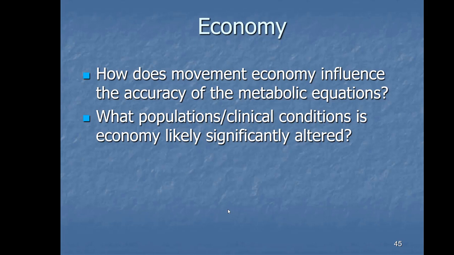As far as what populations might have a significantly altered economy, any condition that impairs movement might. Any population you might see in rehabilitation programs, like people with multiple sclerosis or who've had a stroke, their movement economy may be significantly altered due to their movement pattern. Things like using a walker or a cane are going to impact movement economy. So these are all things to consider if you're trying to estimate energy expenditure based on those metabolic equations.